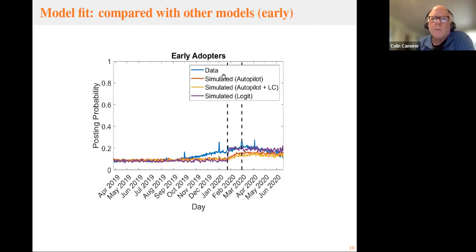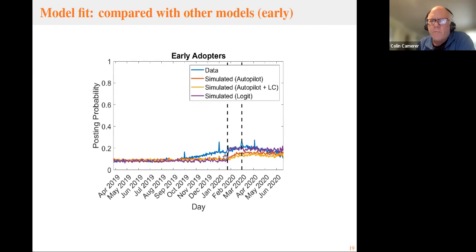Okay, now let's compare the different models. So the pure autopilot is red. If we put in the lag choice, LC lag choice, that becomes yellow. As you can see, that doesn't really help explain the pandemic posting and post-pandemic.